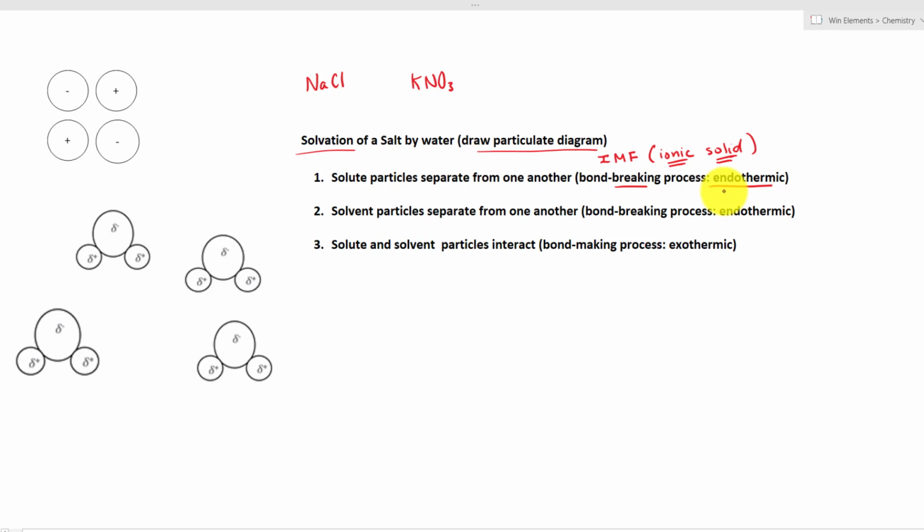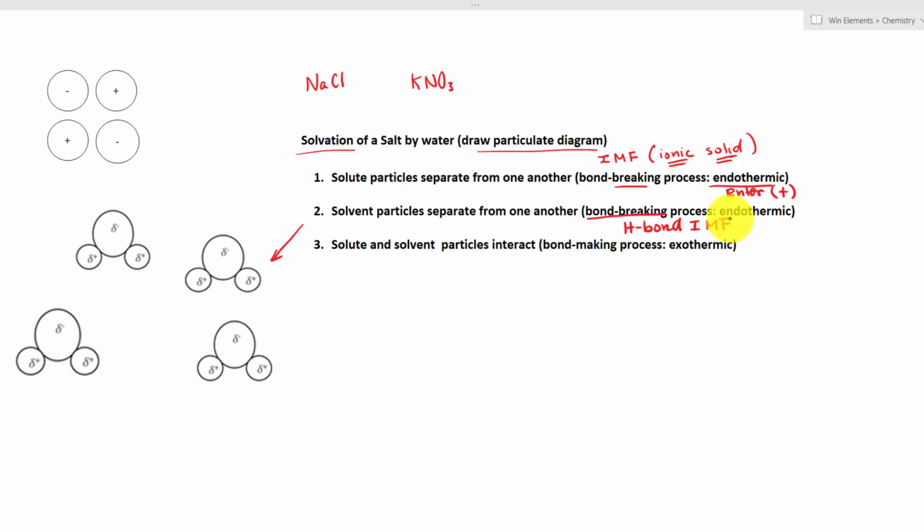Now, endo is a prefix for enter. So think of the word plus energy. We require energy, so we absorb the energy. Where's this energy coming from? It's coming from the surrounding. Now, the same thing for the solvent part. In this case, this is for the water. For the bond breaking part, we are referring to the hydrogen bond. The hydrogen bond is what keeps the molecules together. So this again is an IMF, intermolecular forces, and the same thing, this requires energy.